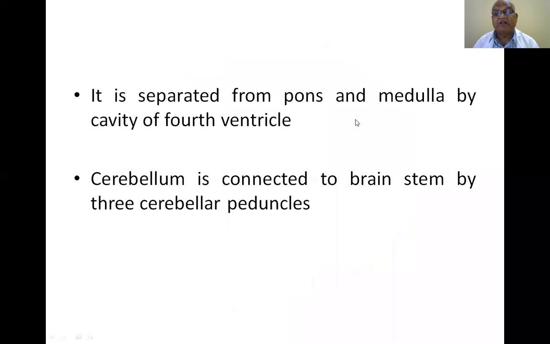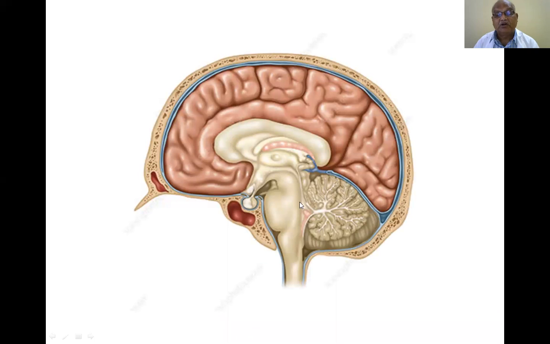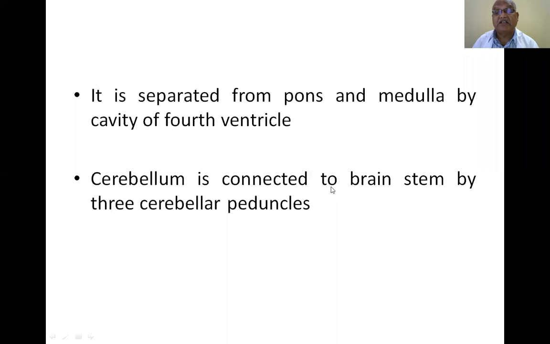Now it is separated from the pons and medulla by the cavity of the fourth ventricle. I have mentioned that this is the cavity of the fourth ventricle, and this is the floor of the ventricle. So the cerebellum is separated from the dorsal surface of the pons and also from the upper part of the dorsal surface of the medulla by means of the cavity of the fourth ventricle. So the diagrammatic representation and the PowerPoint presentation both correspond with each other.